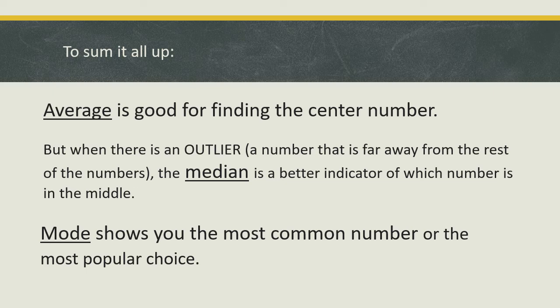So let's sum it all up. Average is a good way of finding the center number. When there is an outlier, which on the line plot before, 13 was the outlier because it was a number that was far away from the rest of the numbers and lies outside of the other numbers, the median is actually a better indicator of which number is in the middle. And then lastly, you have the mode, and that shows you the most common number or the most popular choice. So again, think about size, shape, and color. Average, median, and mode are just 3 great ways to interpret and understand a data set.